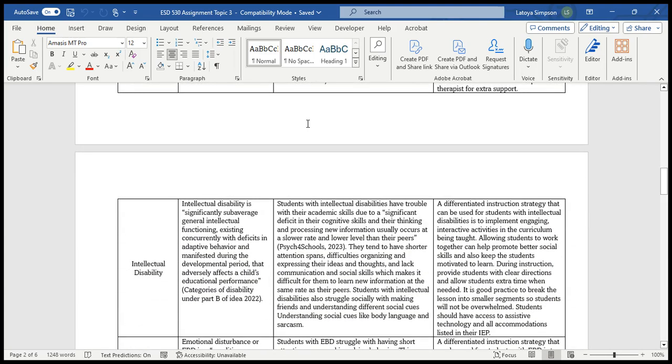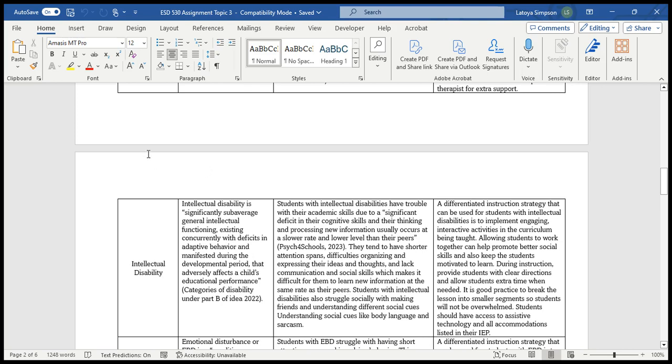Our next disability is intellectual disability, which is known as ID. ID is significantly sub-average general intellectual functioning existing concurrently with deficits in students' behavior and manifested during the developmental period that adversely affects a child's educational performance.